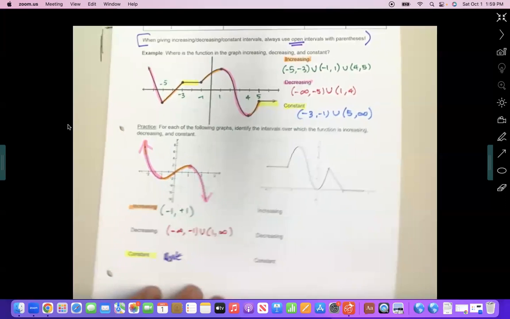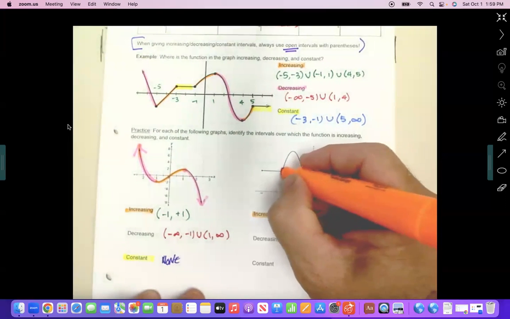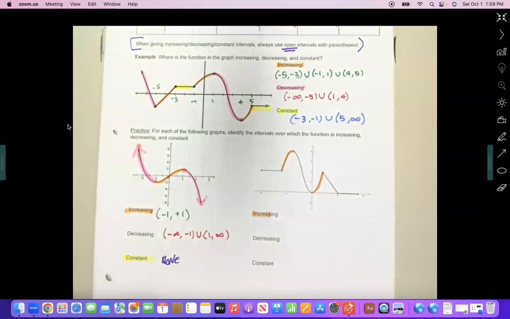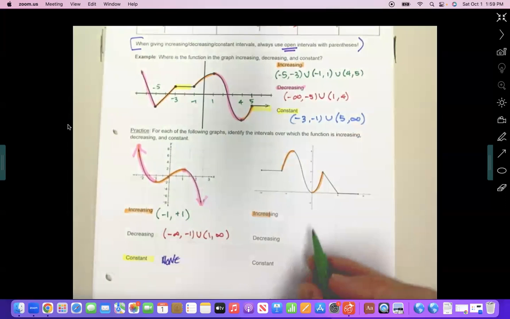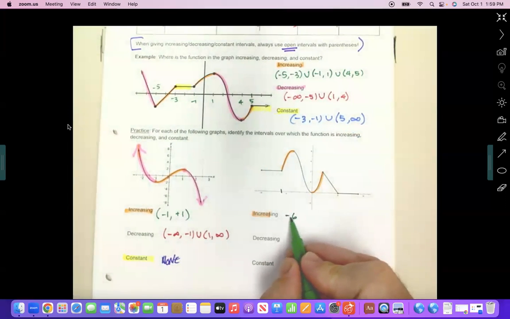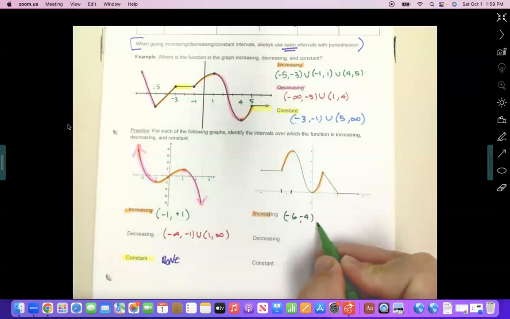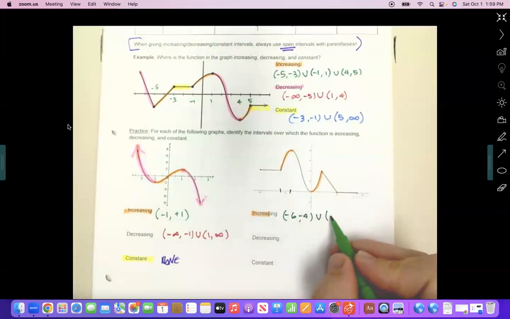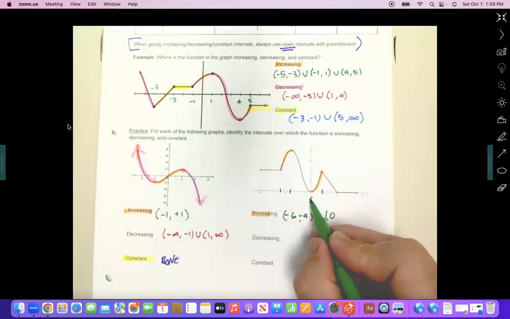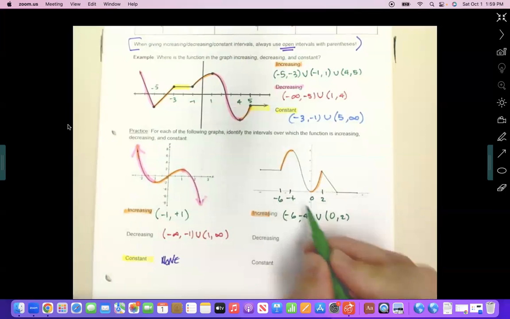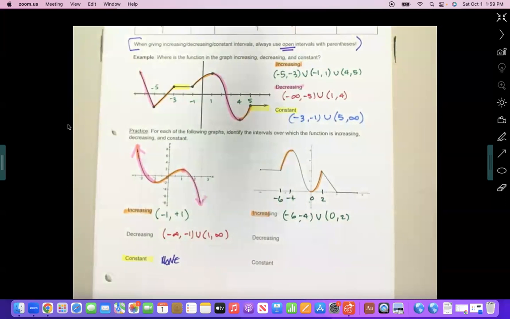Next one, we'll just start out again with the increasing. That's this part of the first hump, and then this little jut right here where we go up. These start here at what appears to be -6 and go to -4. And then it starts at the origin where x equals 0 and goes to +2. Those are our increasing intervals.